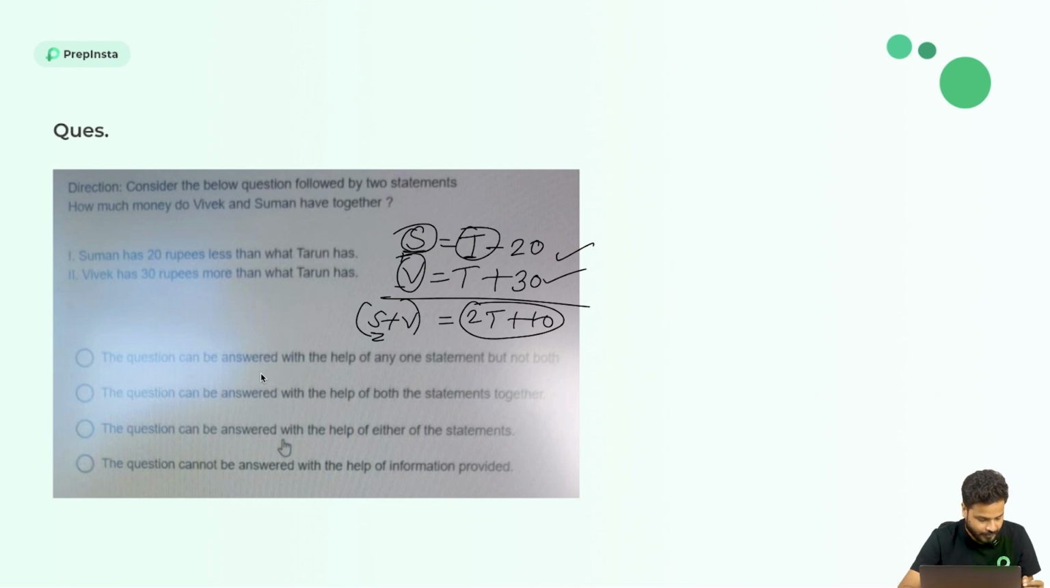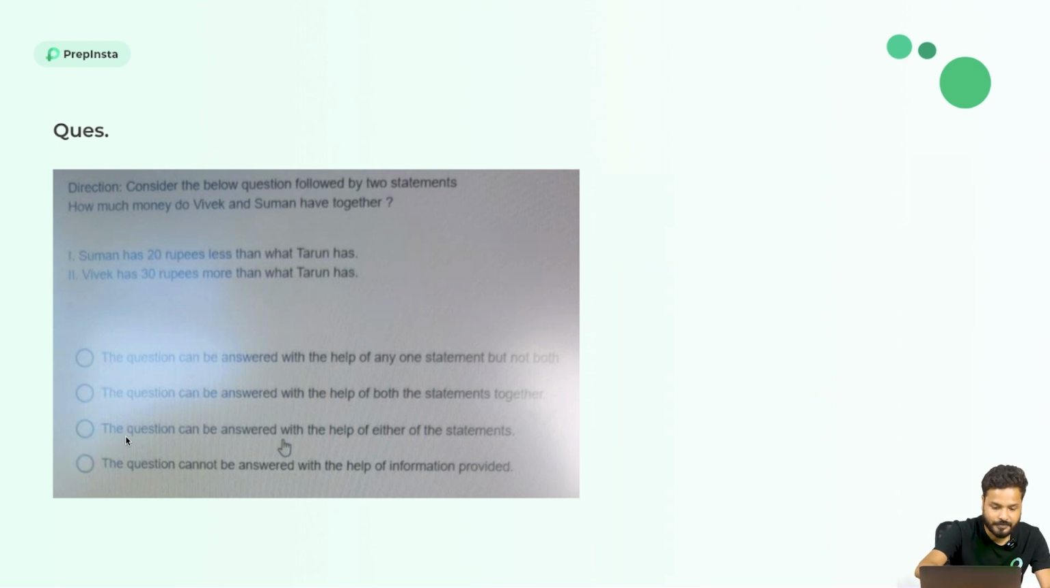The question can be answered with the help of one statement, but not both? No. The question can be answered with the help of both the statements? No. The question can be answered with the help of either of the statements? No. The question cannot be answered with the help of the information provided. That is the correct option for this particular question.